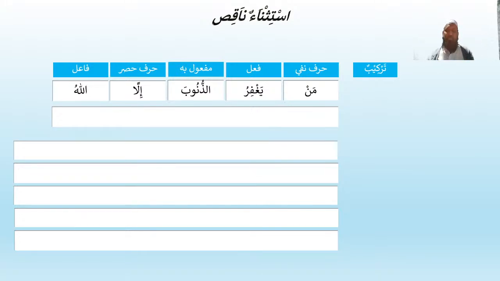Apply the nafyu dimni here. If you apply the nafyu dimni here, and illa harfu hasr, it will create emphasis and "only" meaning. Let's see. Only Allah forgives sins. Yes, it is a question, but Allah is not asking, looking for the answer, because the mukhatab knows the answer as well. Okay, so it is: only Allah forgives sins.